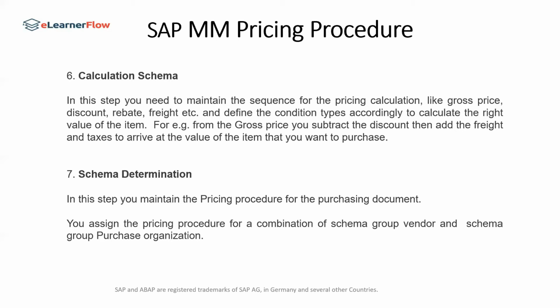Similarly, you have freight. Now, freight, you have different ways of calculating. Is it a fixed value or is it a percentage of the value of goods or is it based on the quantity? So depending on how you want to set it up, you can set up the freight condition. And once you set up, arranging it sequentially to calculate the value of the item is called calculation schema. Now, in the subsequent slides, we will look at in detail how the calculation schema looks and how to set it up.